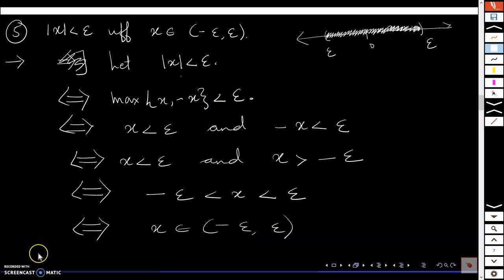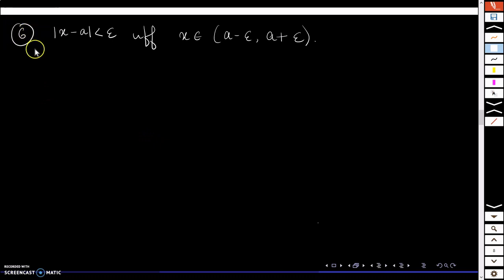Now another thing that you can do from here is you can have less than or equal to here also, and whenever you have less than or equal to here, this interval is going to be a closed interval instead of an open interval. So how that will look is mod x is less than or equal to epsilon if and only if x belongs to the closed interval minus epsilon to epsilon. So in a similar manner you can prove this as well.